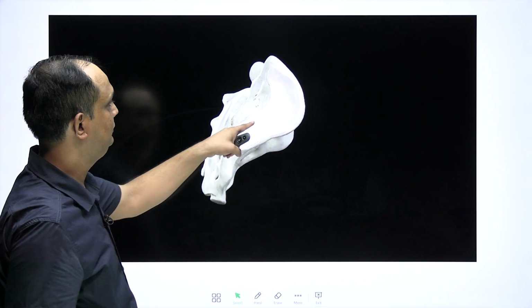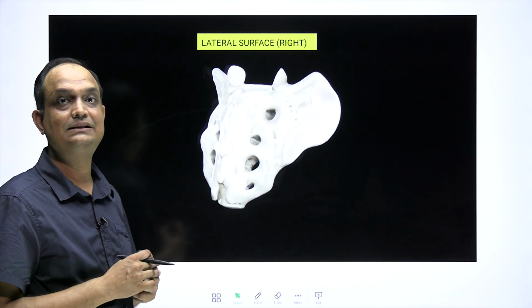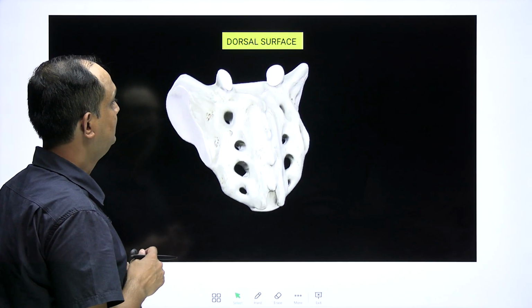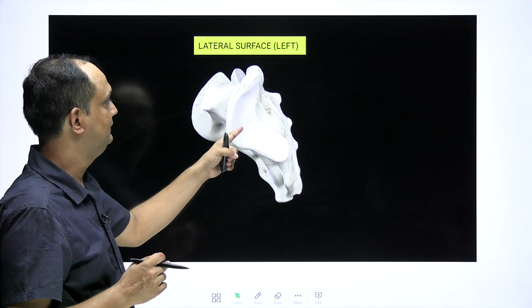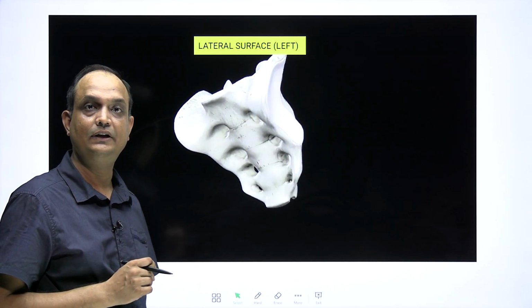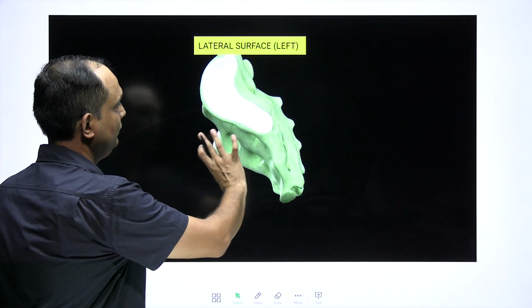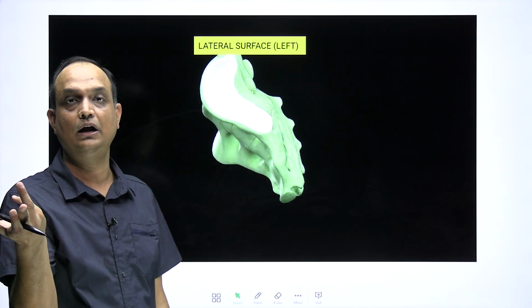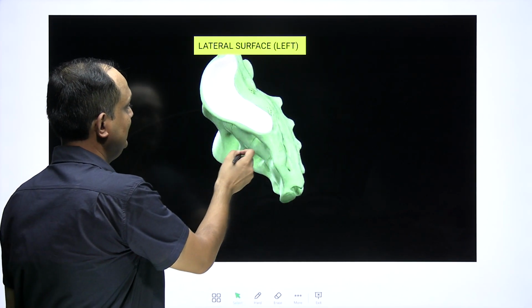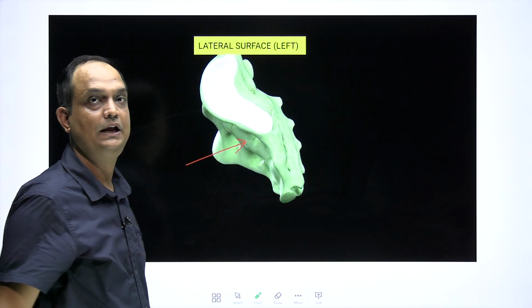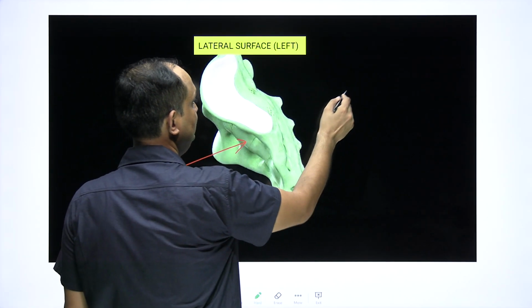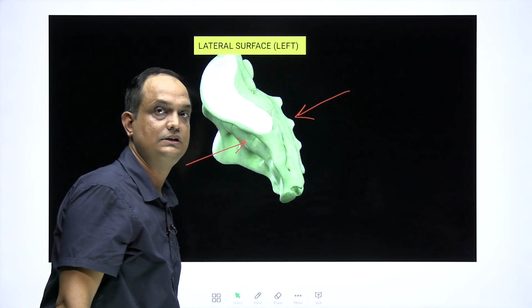And these are the two lateral surfaces. This is the lateral side of your right area, this is the dorsal surface, and this is the lateral side of your left area. Clear? So when you rotate this bone all around, you will find that it has an anteriorly placed ventral surface, and posteriorly you have the dorsal surface.